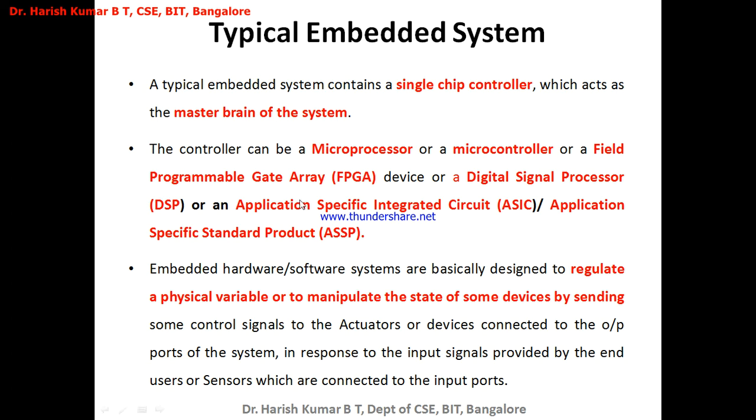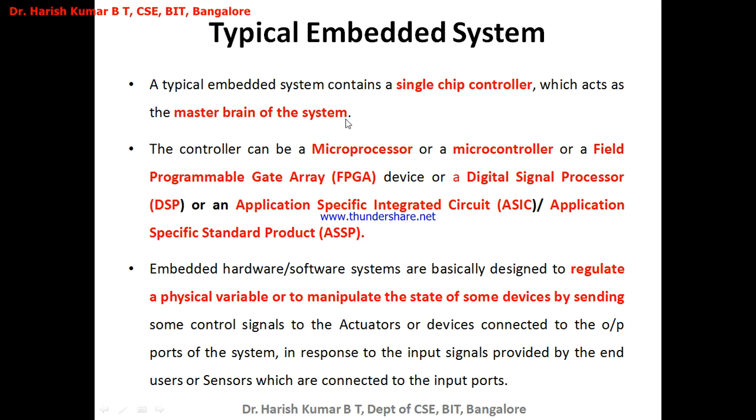Now, what can be the master brain of the embedded system? The master brain of the embedded system can be a microprocessor, or you can use a microcontroller. And in the previous slide I showed you, you can also use an FPGA, the field programmable gate array, which is a type of PLD, that is programmable logic device, which contains a number of logic gate planes, using which you can reconfigure the device in order to perform any type of function.